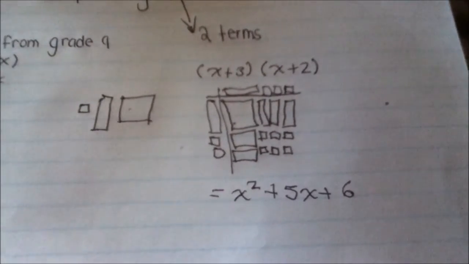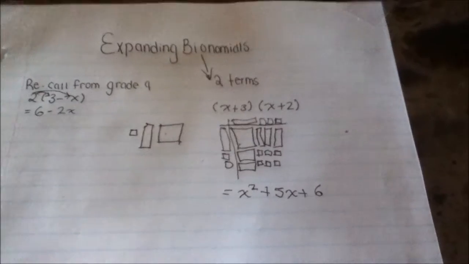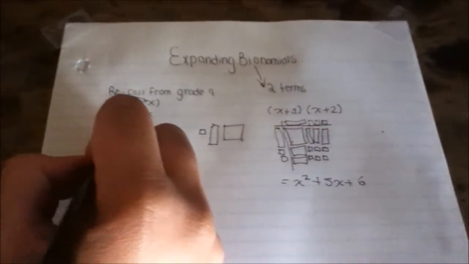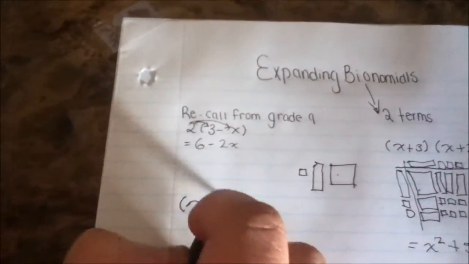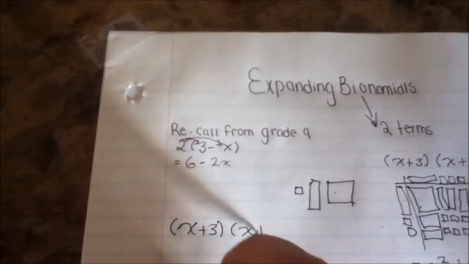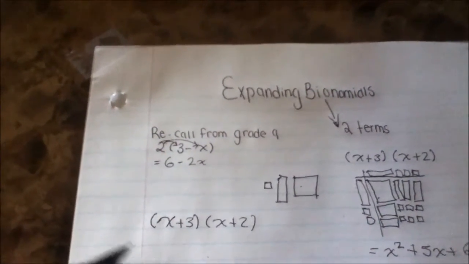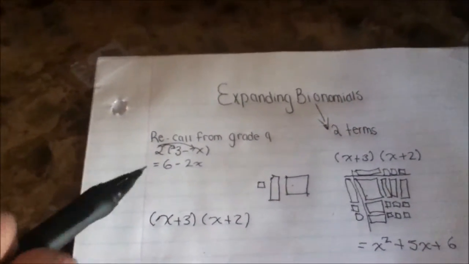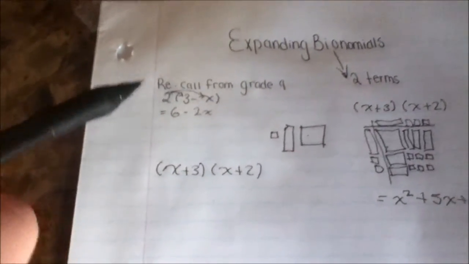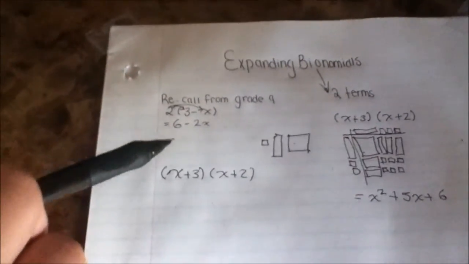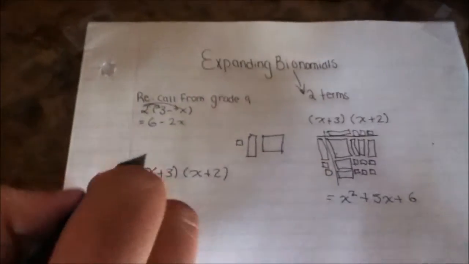Now I'm going to do the same two terms, but without using algebra tiles. So let's do that over here. x plus 3 and x plus 2. Now I want to do this without using algebra tiles. Like I said, when we recall from grade 9, we're using the distributive property. That was only one coefficient, but now these are two terms. So I just need to expand within these brackets.